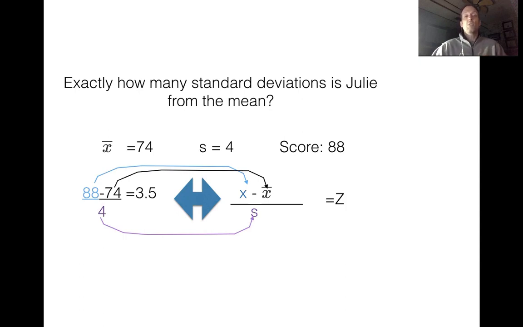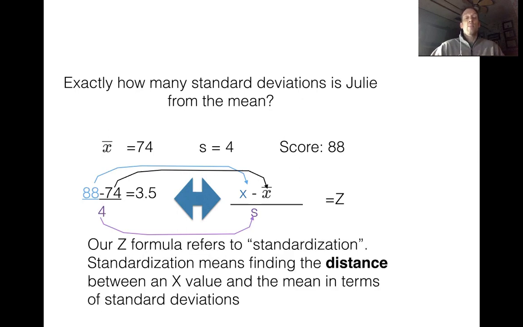You have to get used to z's because we're going to use z's for everything we do between now and the rest of the semester, everything under the sun practically. Whenever you see a z, that means standardization. It means somebody standardized something. Don't ask why they didn't label that as s, probably because they already use that for the standard deviation. They call it z instead. So if you see standardization, all it means is you're finding the distance between some x value and the mean in terms of standard deviations.